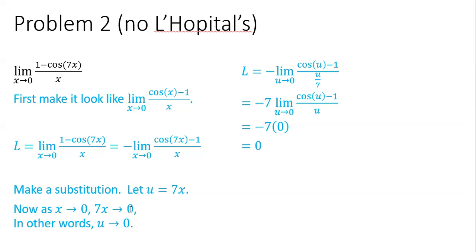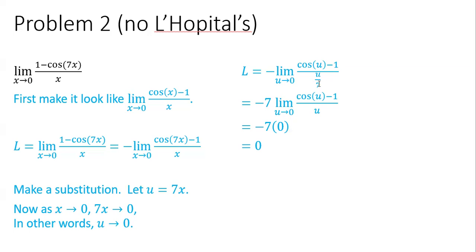In other words, since 7x approaches 0 and we're saying u equals 7x, we can say u is approaching 0. So let's rewrite the limit now in terms of u: the limit as u approaches 0 of (cosine u minus 1) over u over 7.